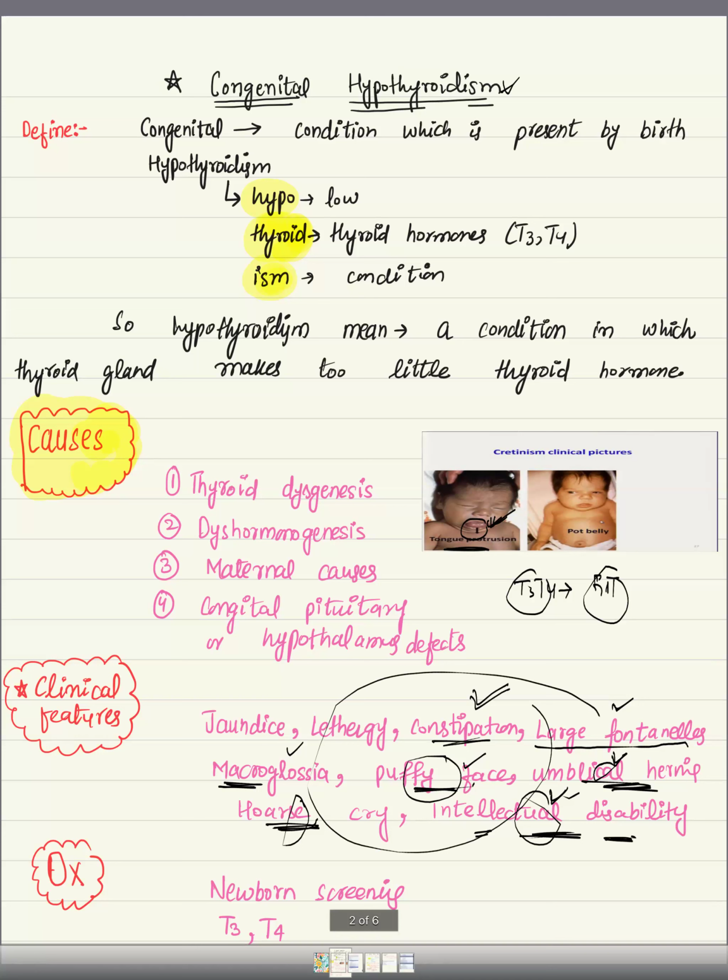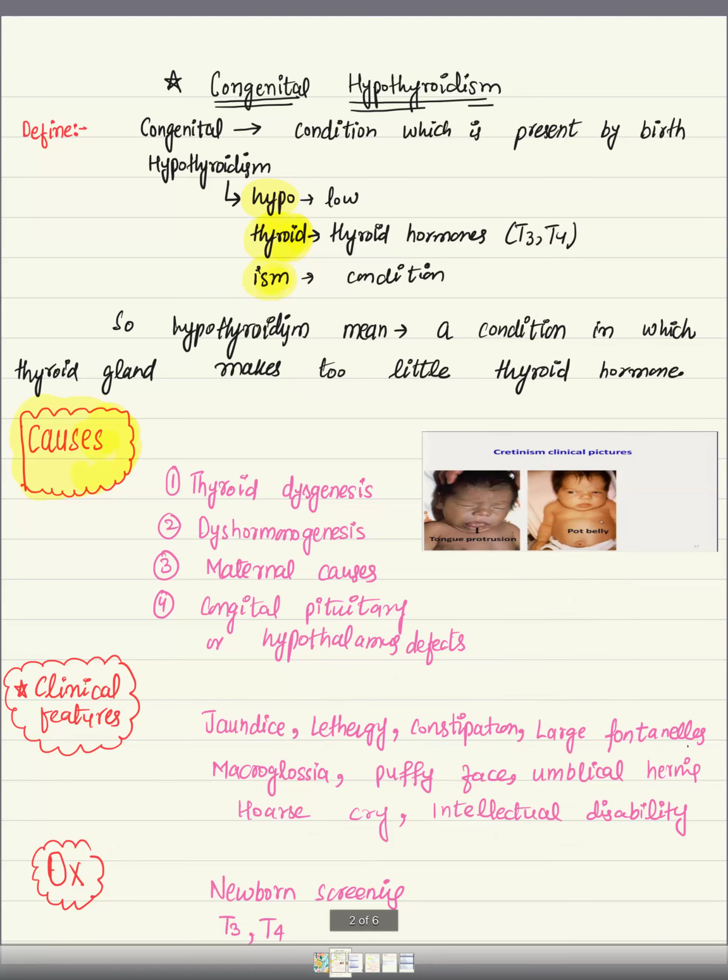Then after that, we have to go for diagnosis. Diagnosis is very simple. Nowadays, especially in developed countries like the US, we are doing newborn screening. We are checking the level of T3 and T4. So if the T3 T4 level is low, definitely it can give you an idea of hypothyroidism. So you just have to remember, we have to do newborn screening, we have to check the T3 and T4 level. So that's all about the diagnosis.